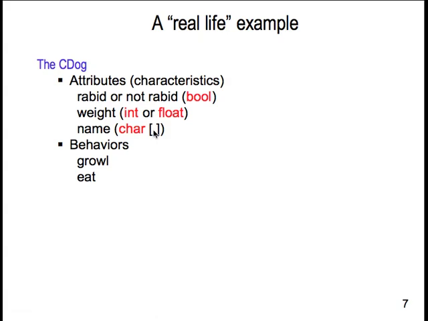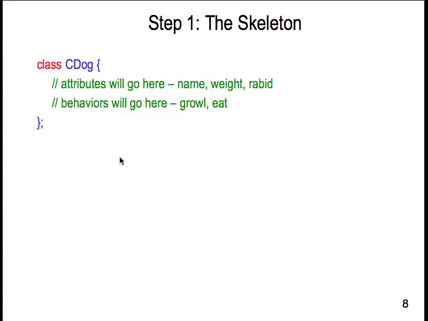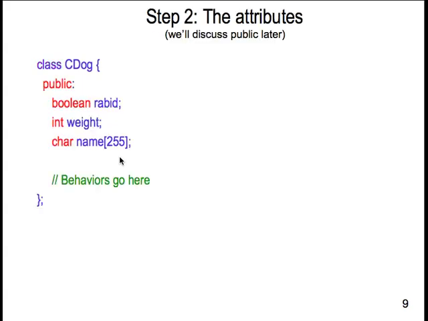Then we're going to have some behaviors, which are going to turn into our methods or our member functions, which are going to be growl, eat, I guess we could put the dog to sleep, run. Classic dog behaviors. So we start out in step number 1 by creating the skeleton of the class. This is how we would declare the class, and we would put this in a file called CDog.c++. We would just say class space CDog, opening and closing brackets. All the attributes and all the behaviors are going to go in there in step number 2. In step number 1, we're just going to essentially draw out the template for the starting point.